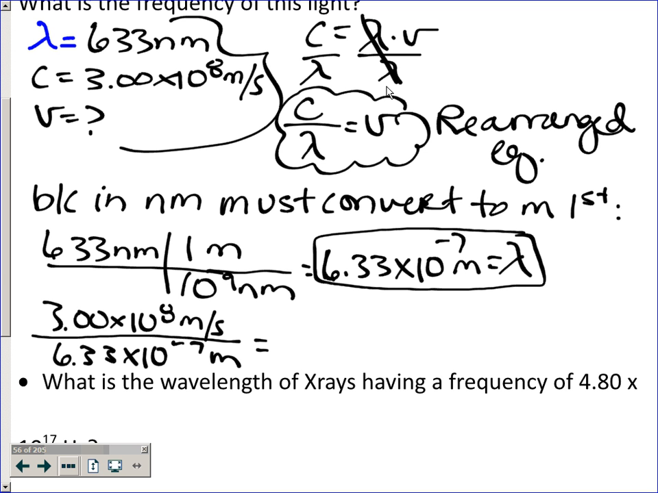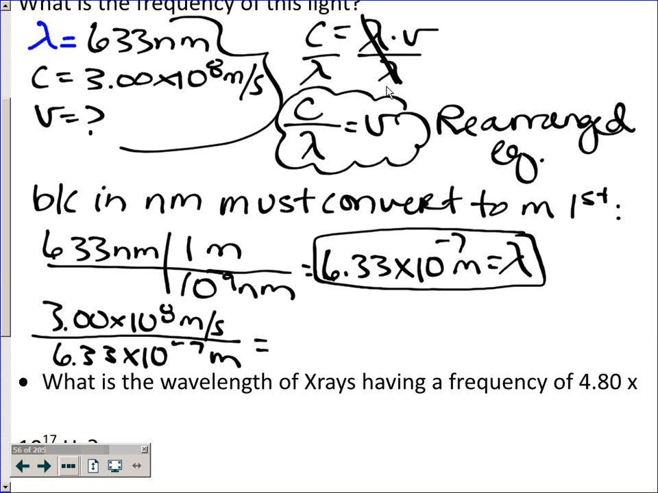So I divided by wavelength on both sides. Because we're in nanometers, we had to go to meters first. So this is just dimensional analysis. You're thinking about how nanometers and meters are related based on how King Henry died. So there's 10 to the 9th nanometers in 1 meter. That gave you 6.33 times 10 to the negative 7th meters.